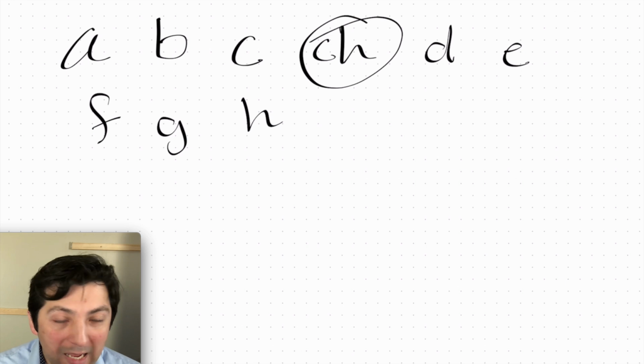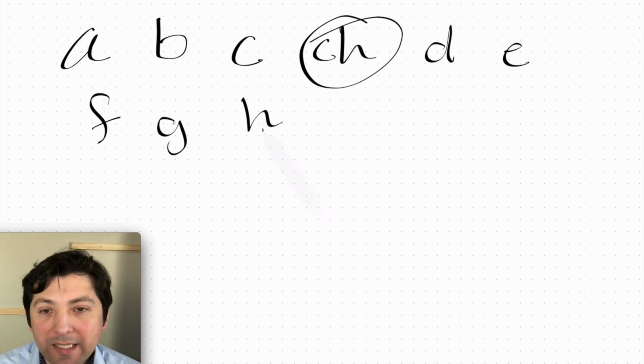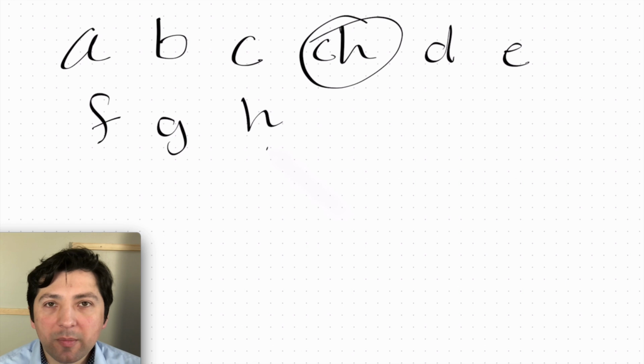So, H, this is a silent letter in Spanish. This is never pronounced unless it's a borrowed word. Maybe we're saying Harry, right? Like, what's his name? His name is Harry. Se llama Harry, right? Something like that.